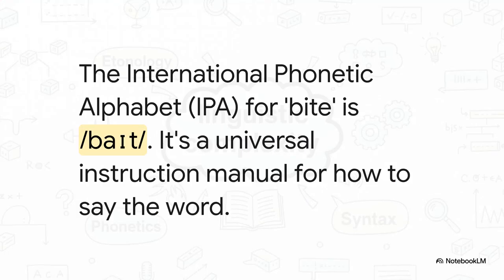Okay, so this might look a little weird, right? Like some kind of code. This is the International Phonetic Alphabet spelling for bite. Think of it as a universal instruction manual for your mouth. It tells anyone, anywhere on Earth, the exact sounds to make. This is the word's core sound signature.